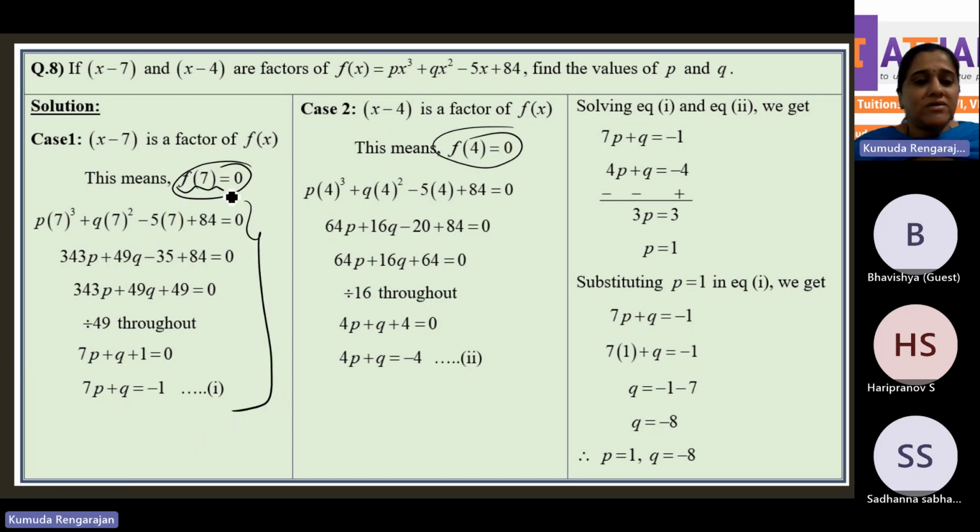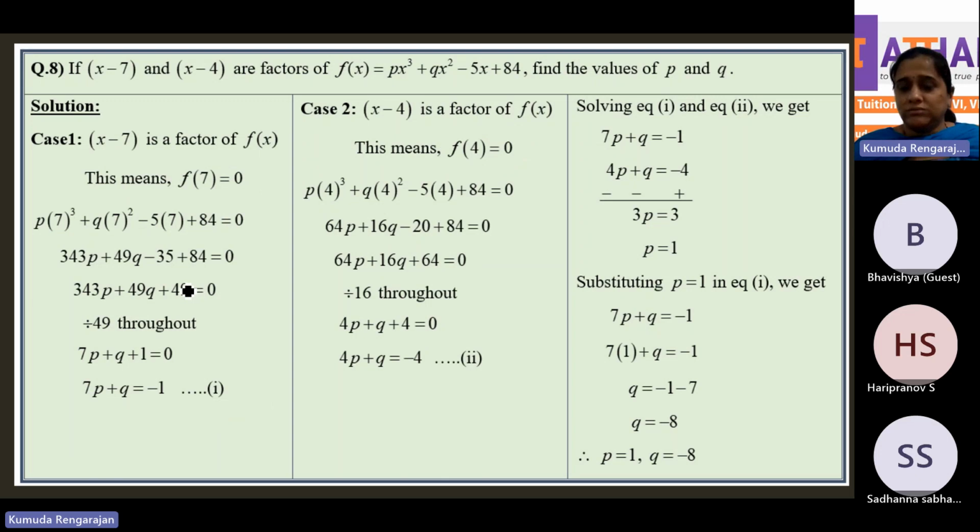Why? Because now what is f of 7? In f of x, wherever there is x, you're going to use 7. And then this is equal to 0. And then you're going to work this. Similarly here. So constructing this and this equation are so important. It makes your work so easy.